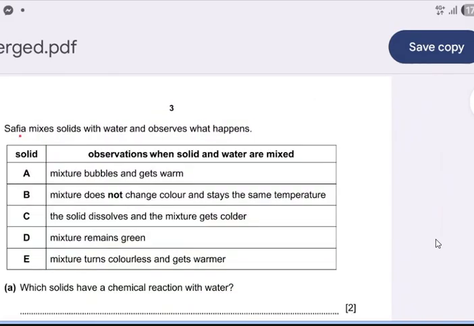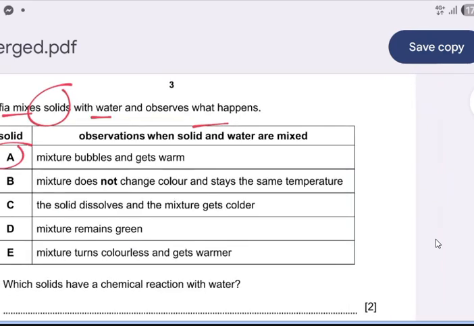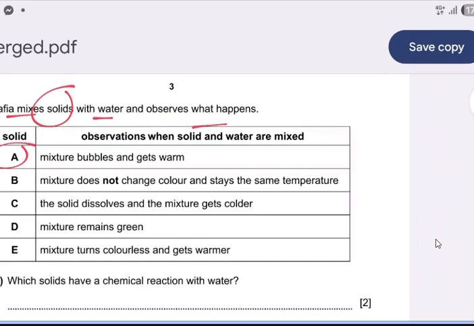So now we talk about physics. Yes. Safia mixes solids with water and observes what happens. She said, I am going to mix the solid with the water and we'll see what will happen. Solid letter A, what is the observation when solid and water are mixed?